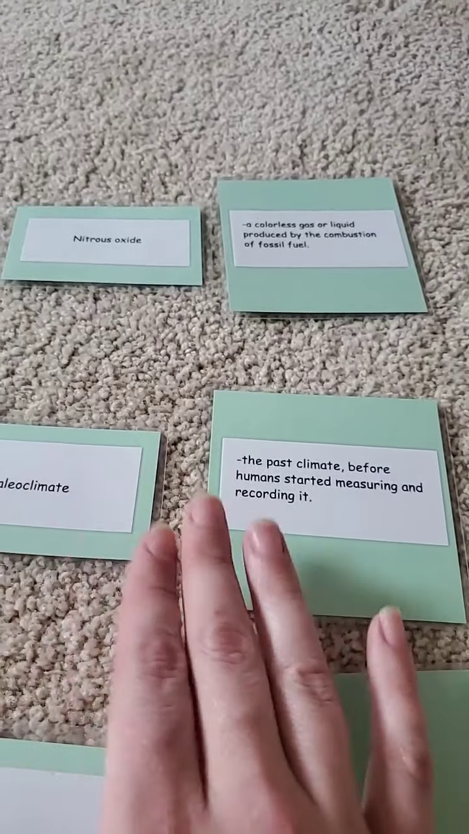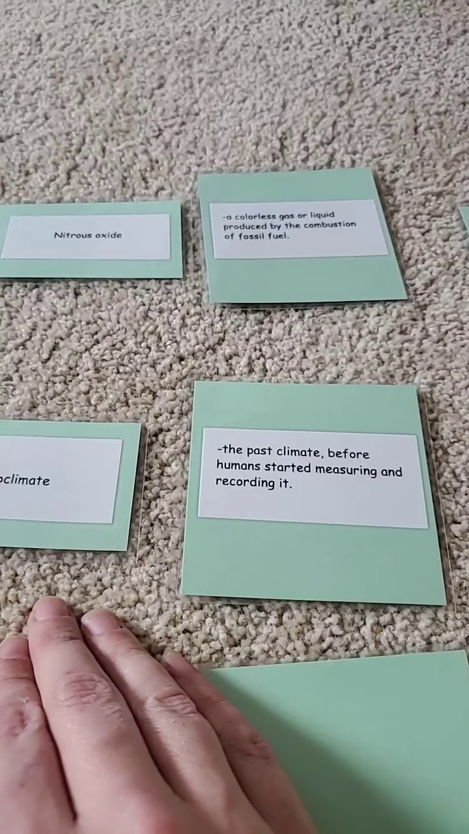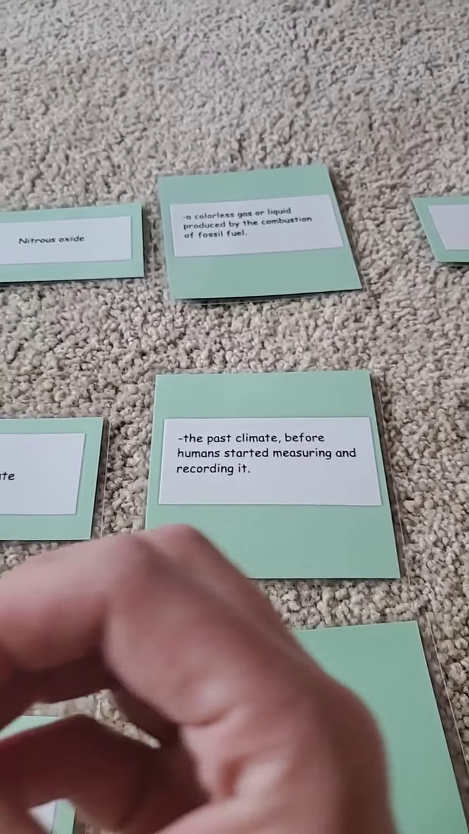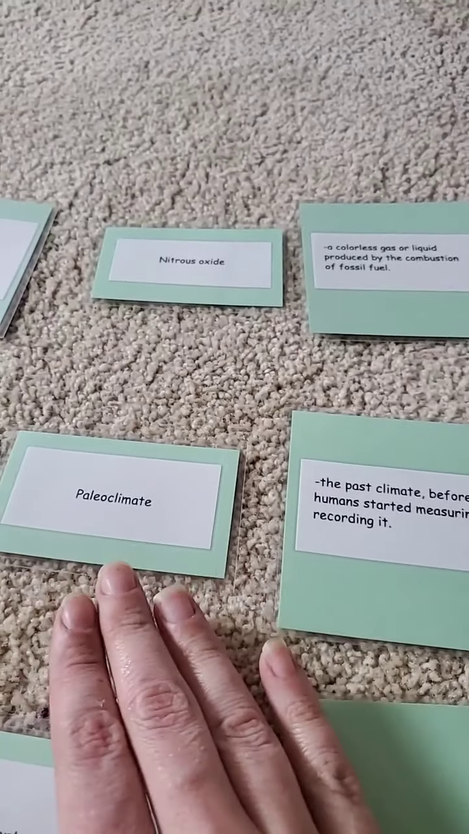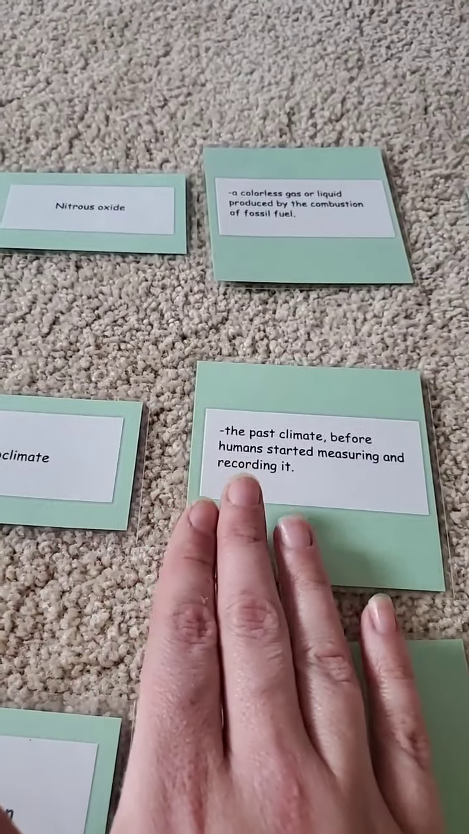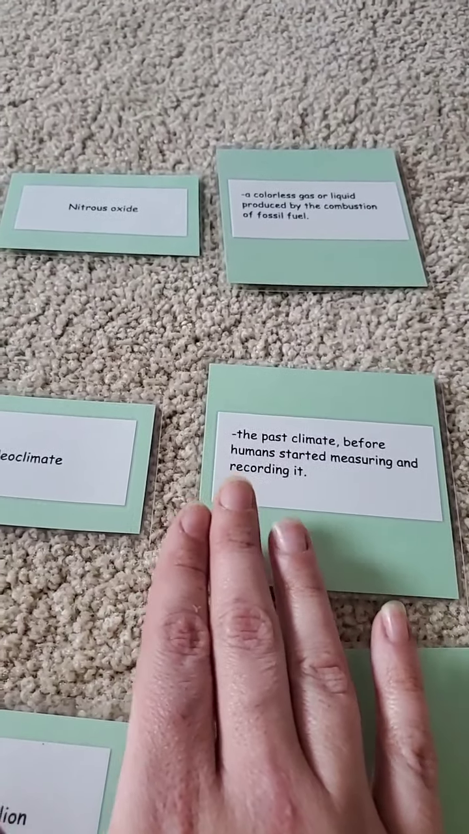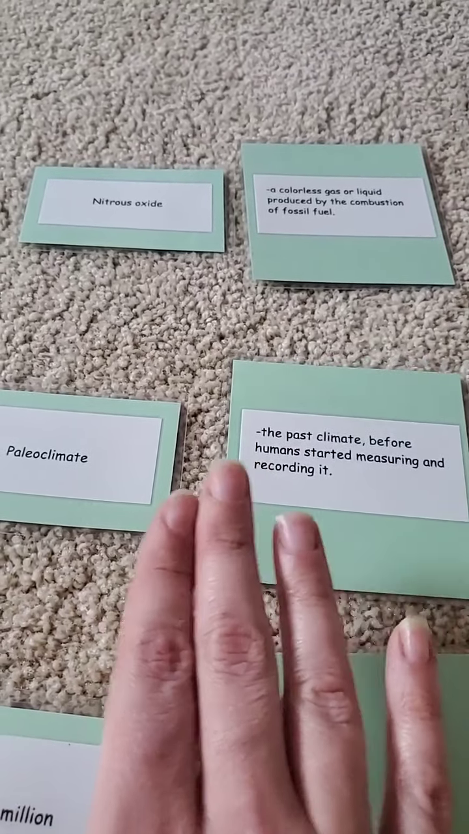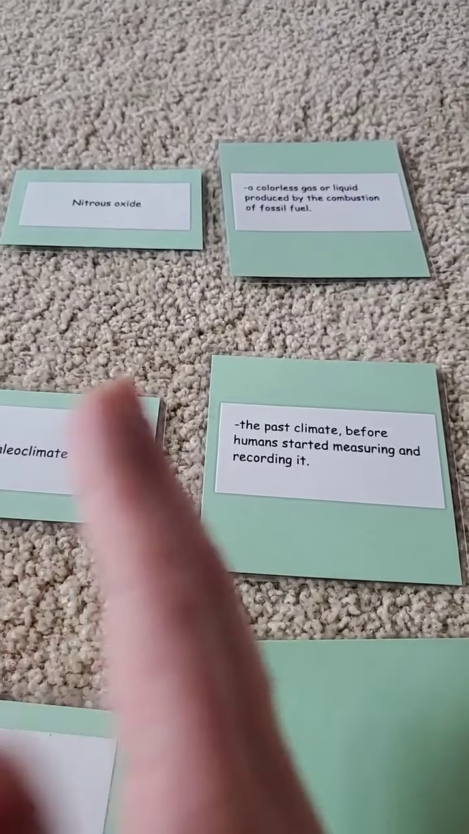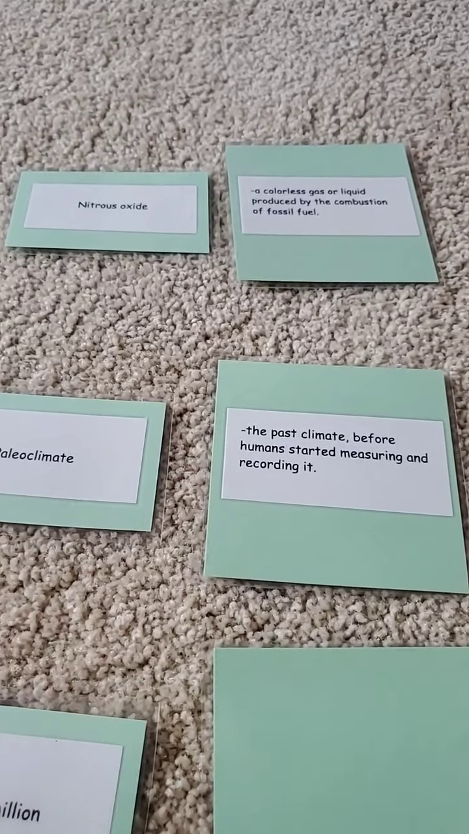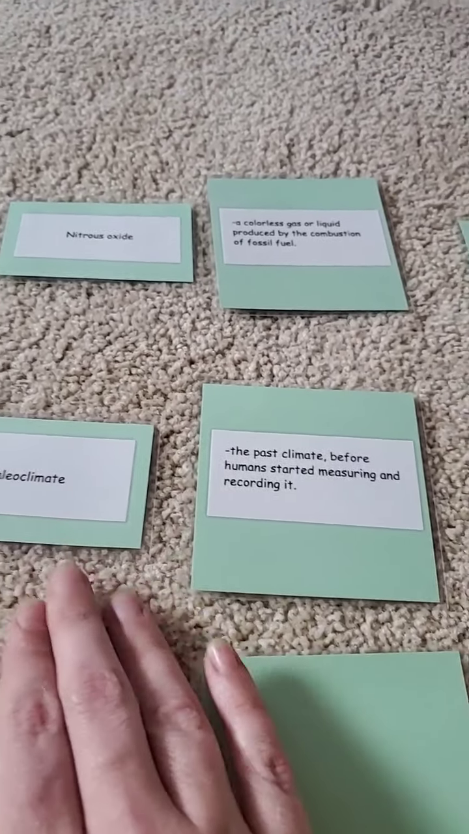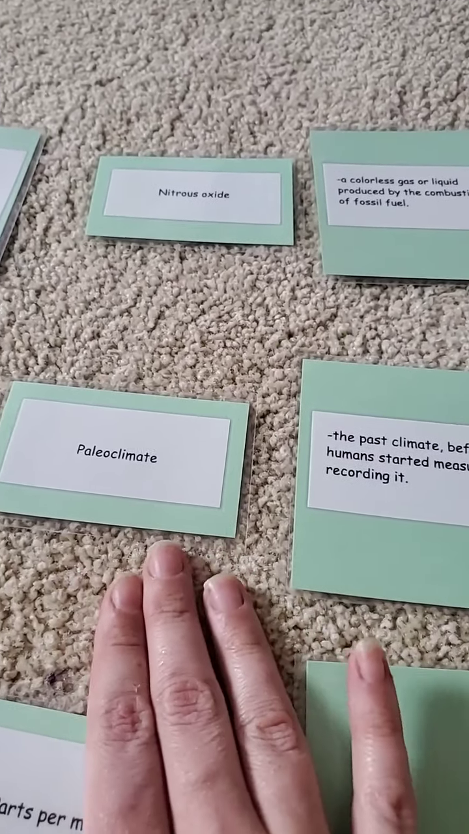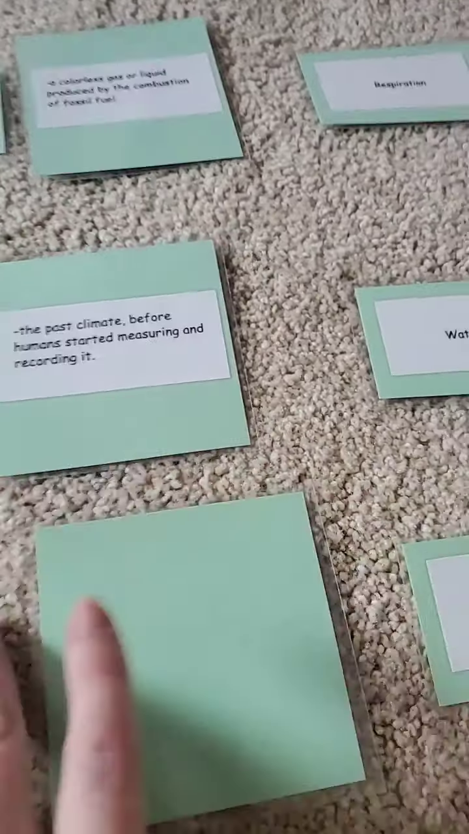And so we had to go off what we found in our land, by digging down in the sediment and looking at what was left behind. Paleoclimate is the past climate before humans started measuring and recording it. We can only go back so far until humans did start recording, but there was weather before that. So when they talk about the paleoclimate, that is the time before we started recording. All right.